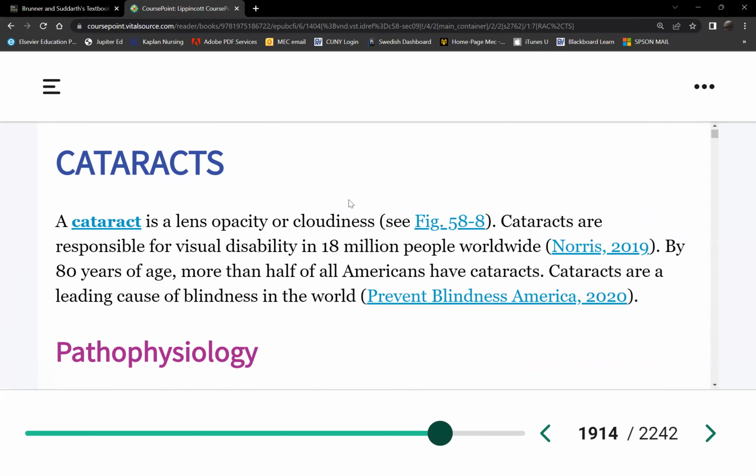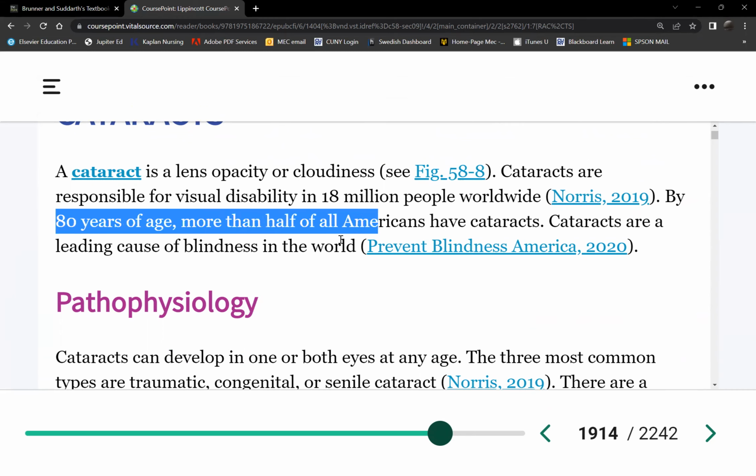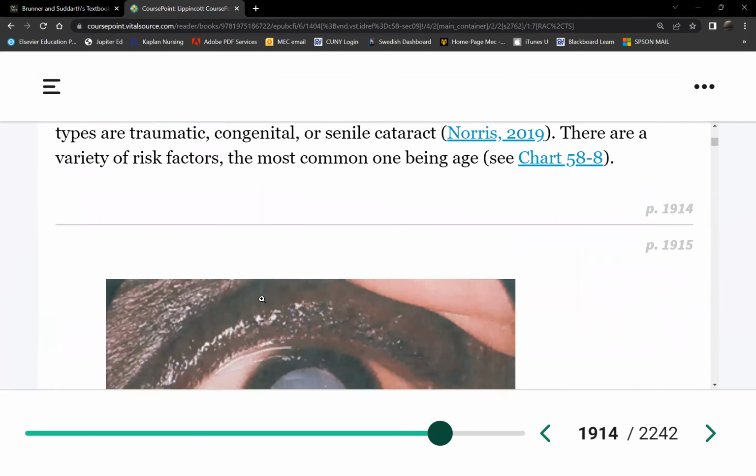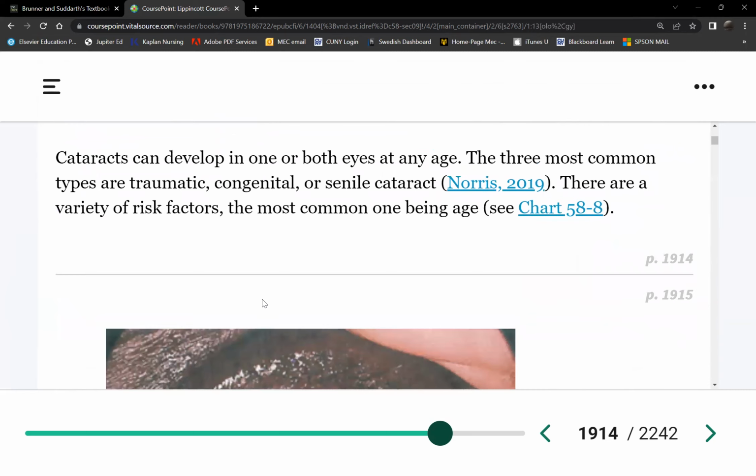So cataracts is lens opacity. It can be age-related. Most are age-related. Over 80 years old will have cataracts. It comes in genetics also. My family has cataracts. My mom, my brother, my sister all had cataracts.